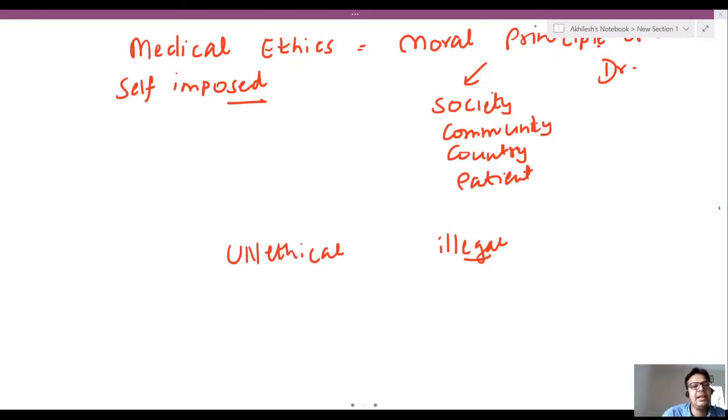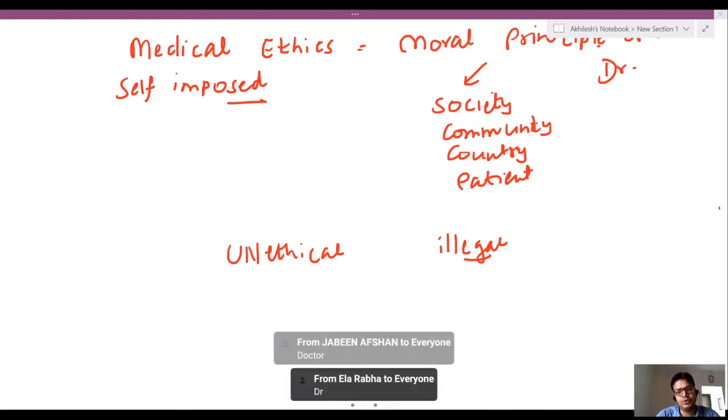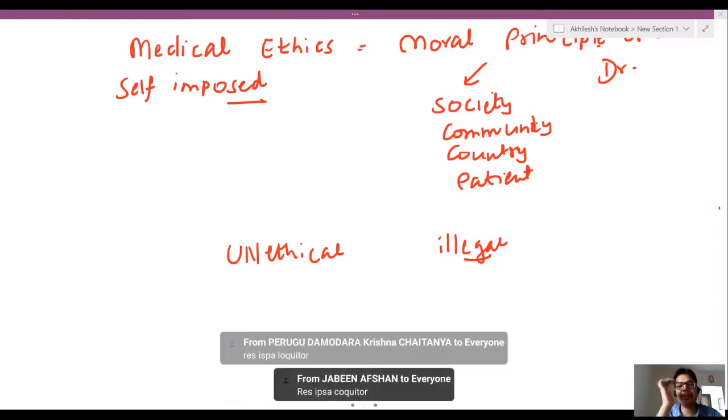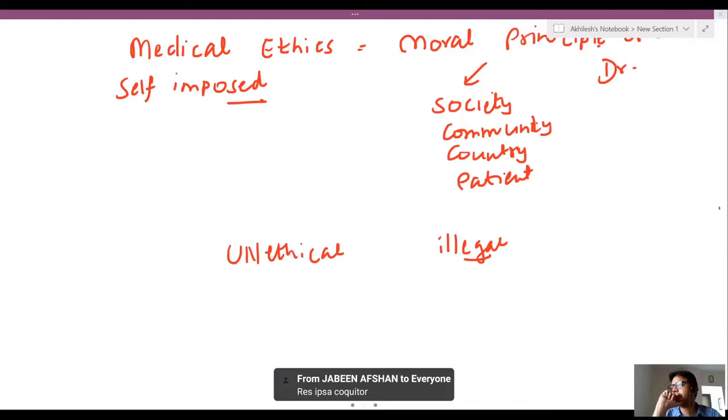In criminal negligence, onus of proof goes to whom? Onus is burden of proof. Onus of proof goes to the doctor in criminal negligence. What is the word which is sufficient to prove medical negligence? That's a legal Latin word: res ipsa loquitur.